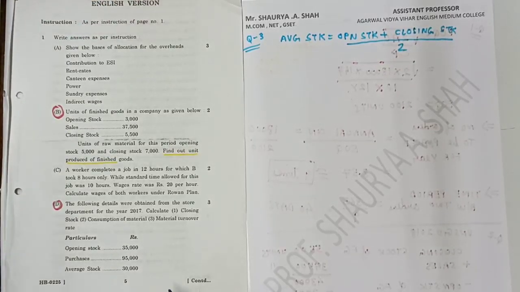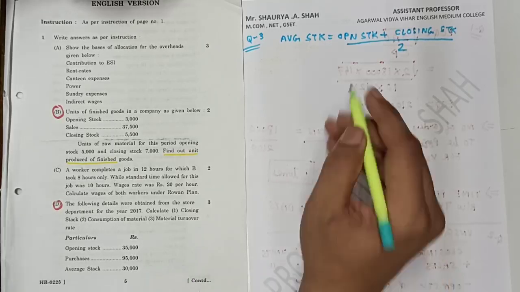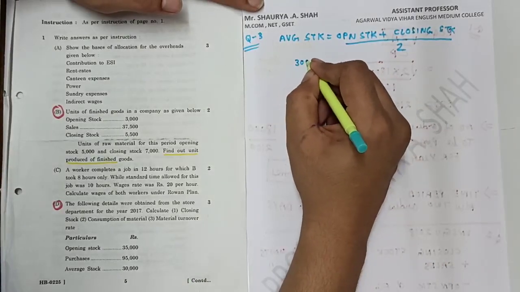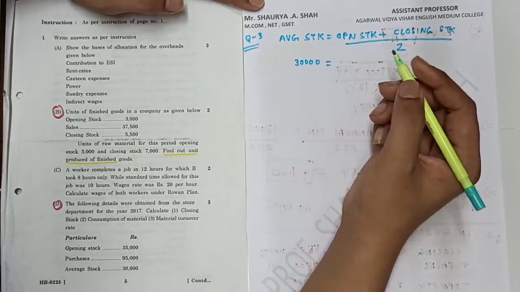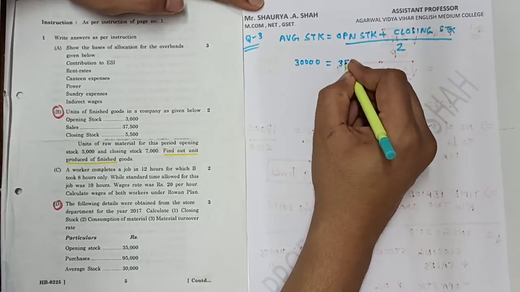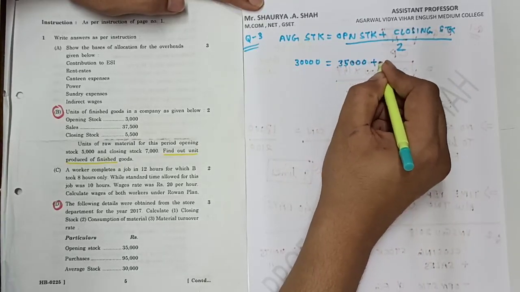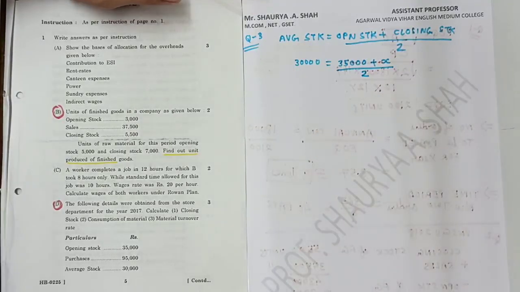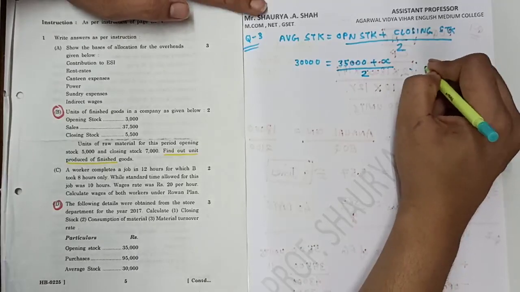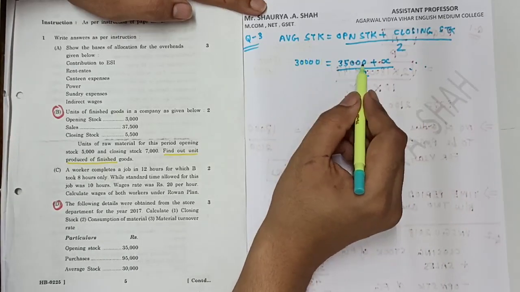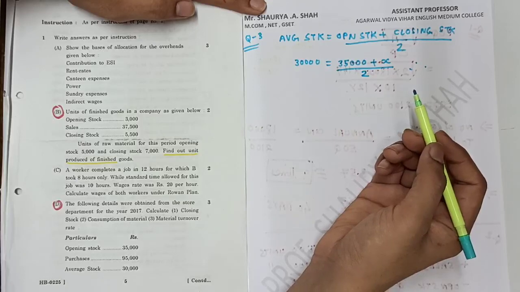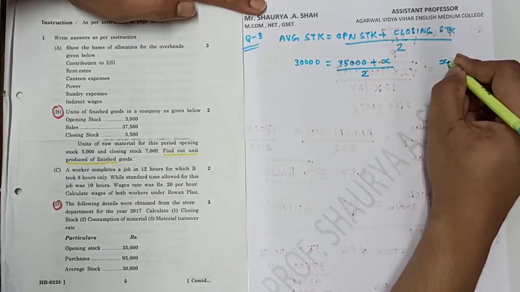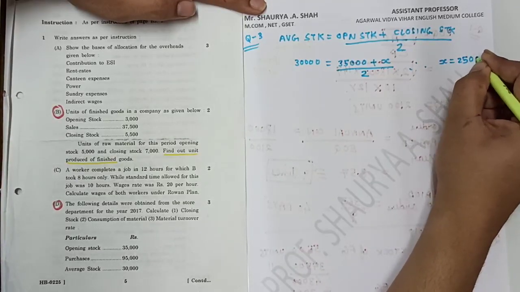Average stock I have already been given in the sum, that is 30,000. So I'll put in the formula: 30,000 is equal to opening stock, which is also given, 35,000, plus closing stock, not known, so I'll put x, divided by 2. I suppose it is clear to every student. Now when I solve this for x, this 2 will go here. So 60,000 minus 35,000, right? So I'll get the answer, x is equal to 25,000.